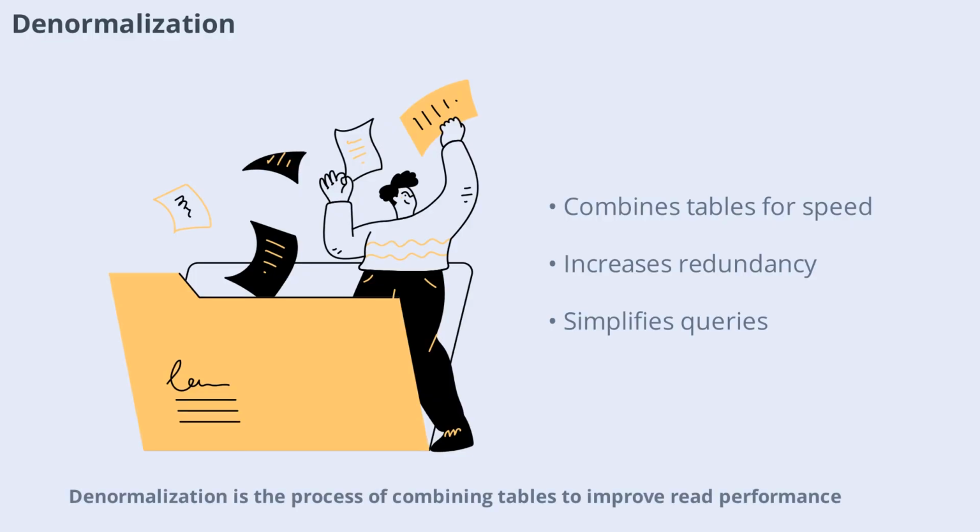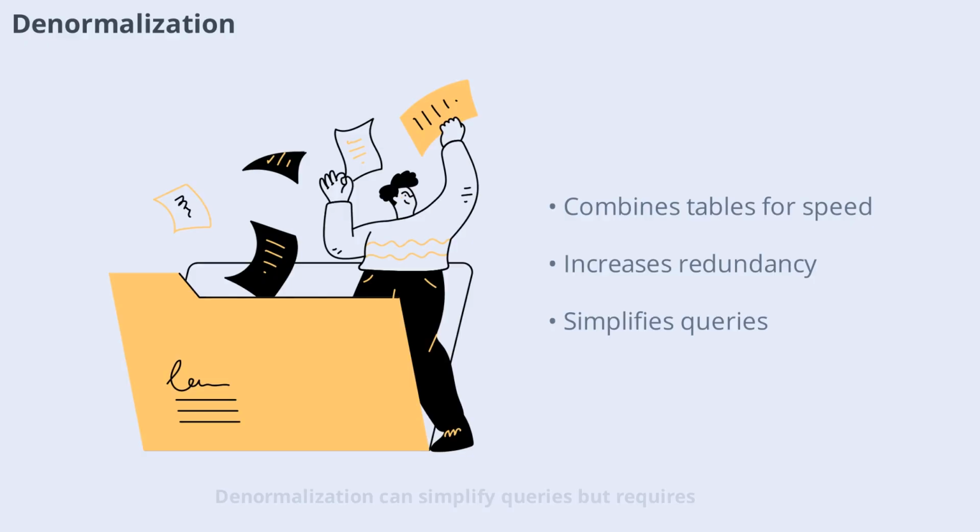Denormalization is the process of combining tables to improve read performance, often at the cost of increased redundancy. This approach is sometimes used in data warehousing or reporting systems where fast data retrieval is more important than minimizing storage. Denormalization can simplify queries but requires careful management to avoid data inconsistencies.